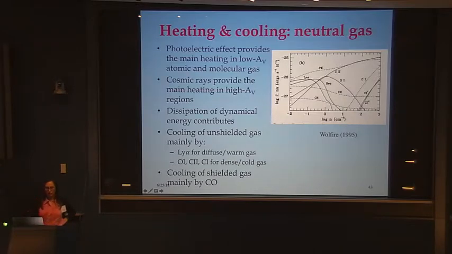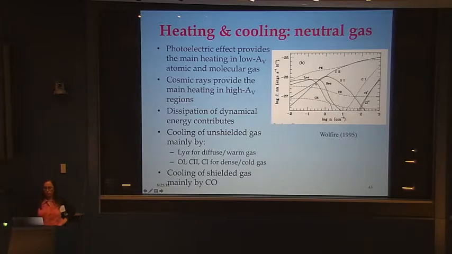In the high AV regions, the cosmic rays are what's doing the heating. And also dissipation of dynamical energy, turning it into heat, actually starts to be more important in those shielded regions because there's no photoelectric heating. So what's doing the cooling?